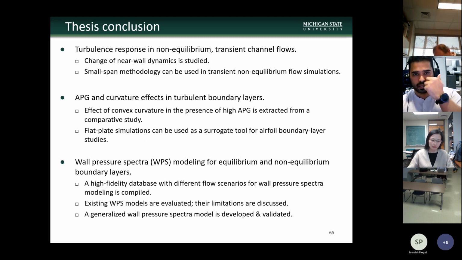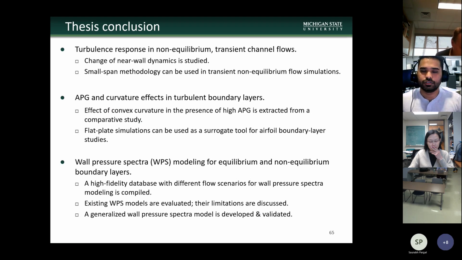For the thesis conclusion, I would say that the first chapter focused on the turbulent response to non-equilibrium flow acceleration, that is, the change of near-wall dynamics, and how we can use the small-span methodology to capture the transient flow accelerations. The second was focused on APG and curvature effects, that is, the effect of curvature in the presence of high adverse pressure gradient, and how we can use flat plate simulations as a surrogate tool to capture the non-equilibrium flow dynamics on airfoils.